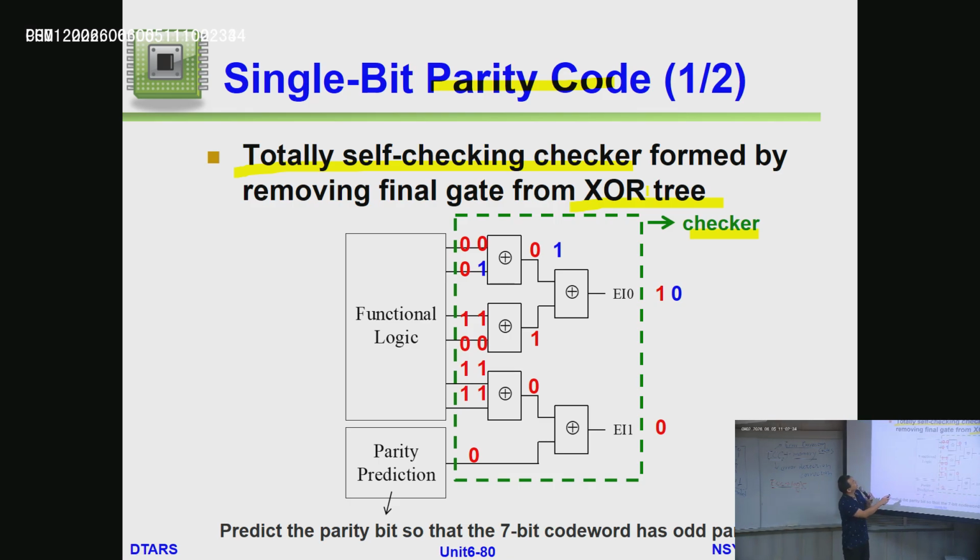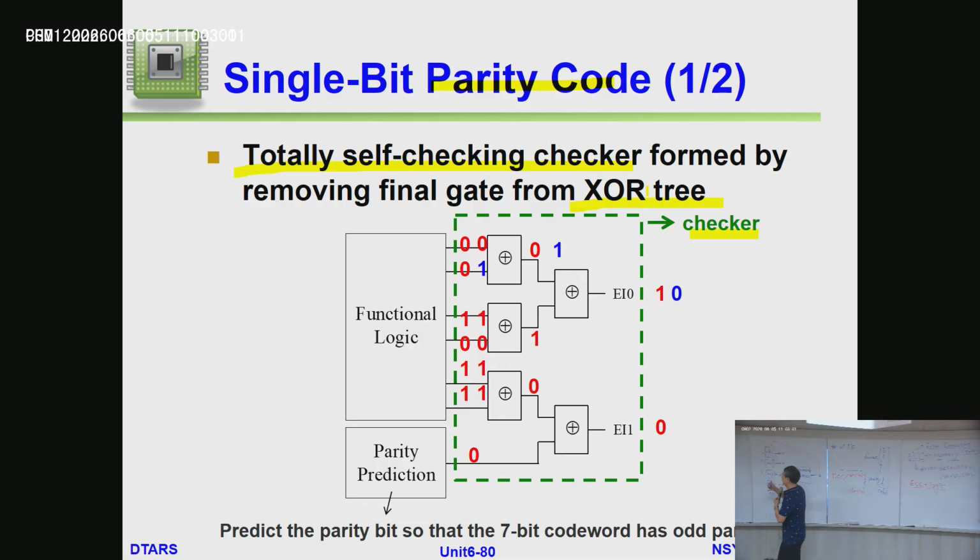So the totally self-checking checker has another very important property. If there are any faults inside this totally self-checking checker, then the output will not be 1 0 or 0 0. It will become 1 1 or 0 1. So for this totally self-checking checker, it will have a legal code word. We will say legal code word.